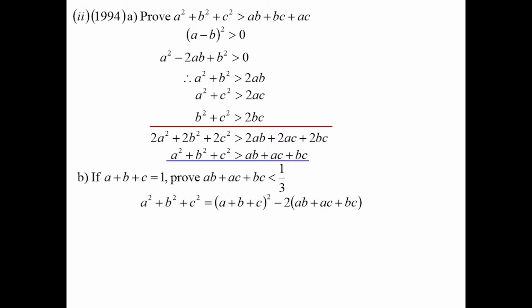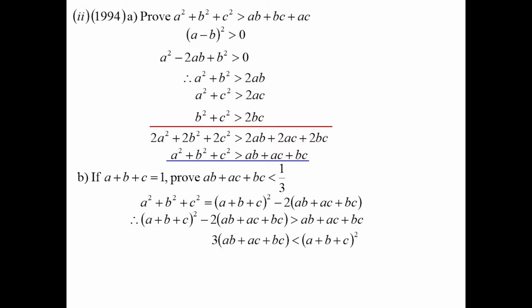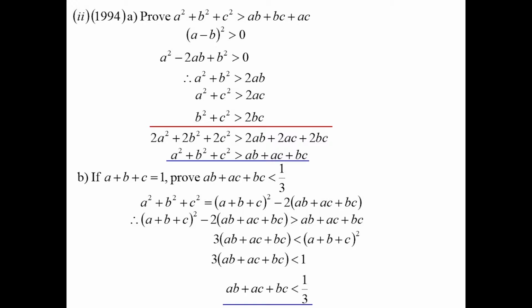So therefore, what do I now have? Well, a plus b plus c squared minus 2 lots of ab plus ac plus bc must be greater than ab plus ac plus bc. Where have I got that from? So going back to part A, where we showed that a squared plus b squared plus c squared is greater than ab plus ac plus bc, so I just substituted in. So rearranging that, I've got 3 lots of ab plus ac plus bc is less than 1, because we said a plus b plus c is 1, giving me ab plus ac plus bc is less than a third.